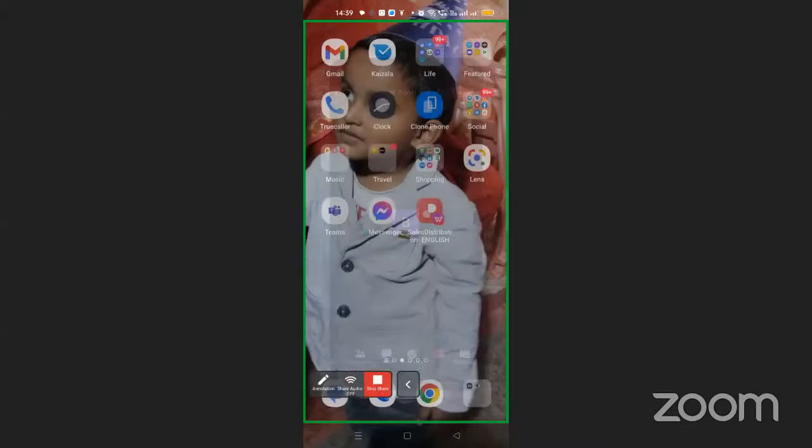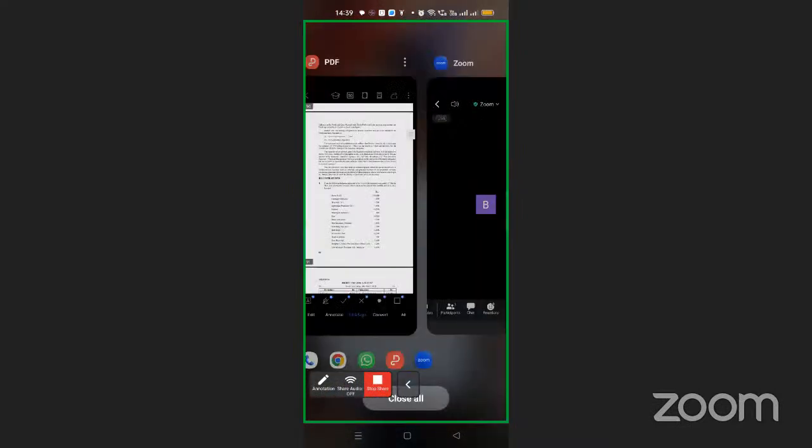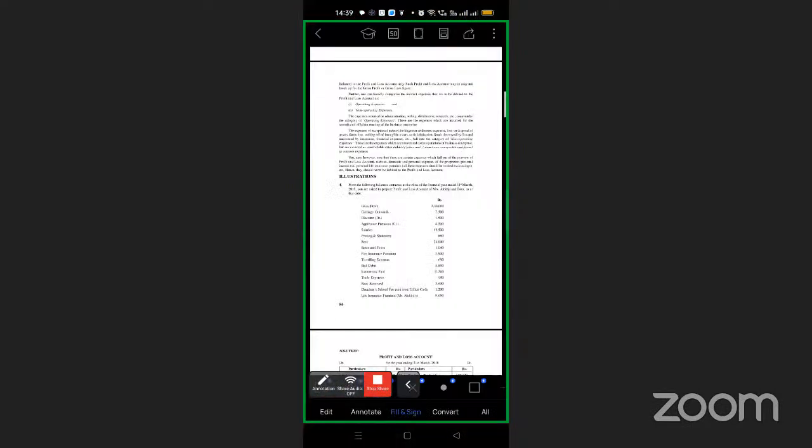Profit from the profit and loss account. So I'll share the screen so that it is easy for us to understand. We have discussed profit and loss account yesterday.